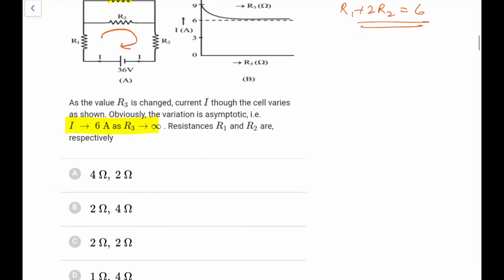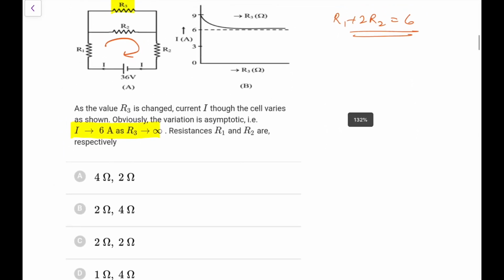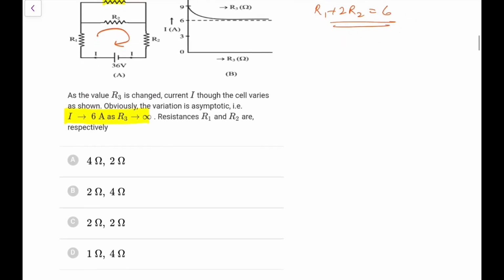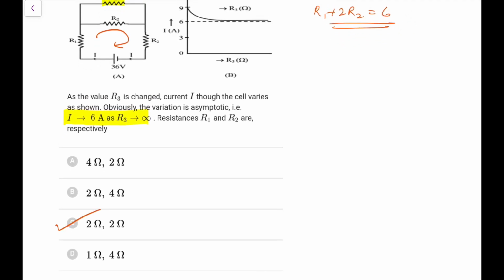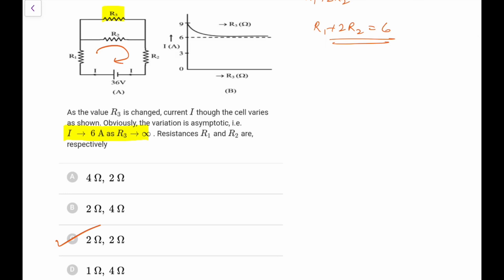So R1 plus 2 R2 is 6, and if I check these options, I can see only C is correct, so go by it. Otherwise, you can check when R3 is 0: it is short circuited and only the upper loop will be effective. Then 36 upon R1 plus R2, because R3 is 0, is equal to 9, so R1 plus R2 equals 4.